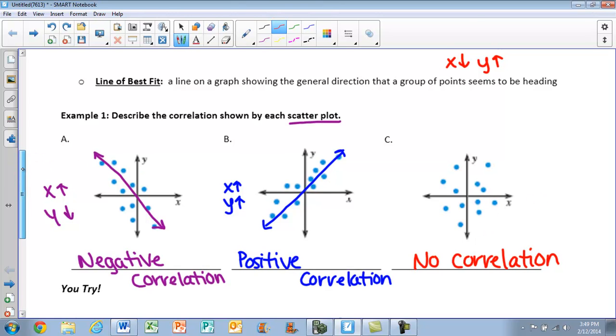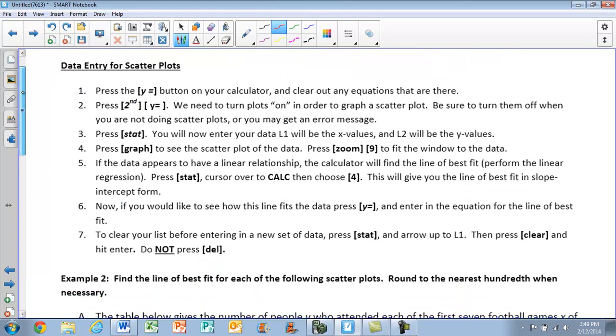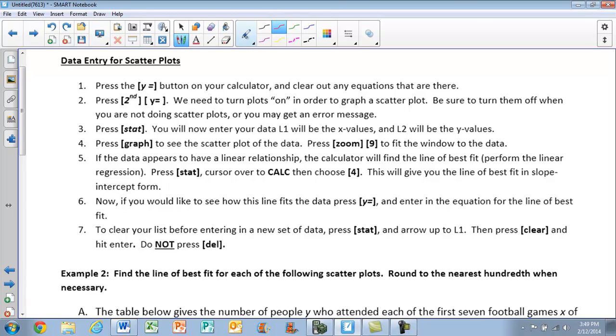Okay, skip those Try-Its. You'll worry about those in class. And go ahead and flip to the next page. Now, if you look here, what I need you guys to do is take out your calculators right now. We are going to use our graphing calculator to actually graph these scatter plots and find the line of best fit and predict future values. First, I'm just going to run through the directions for you. You do not need to type on your calculators right now. Just listen. First, you will start by pressing your Y equals button on your calculator.